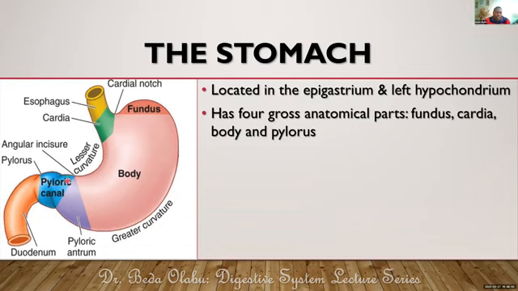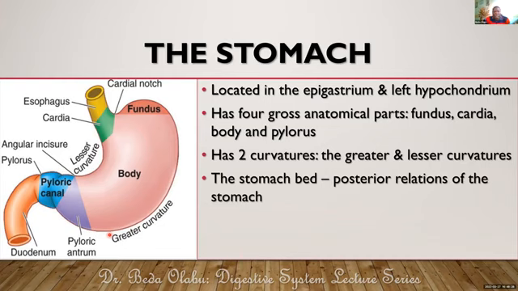Now, the stomach is also described to have two curvatures. This curvature to the left, which we call the greater curvature, and this curvature to the right, which we call the lesser curvature. Notice that the lesser curvature is to the right and upwards, and the greater curvature is to the left and on the lower part.